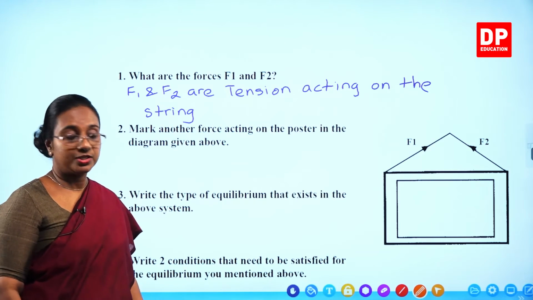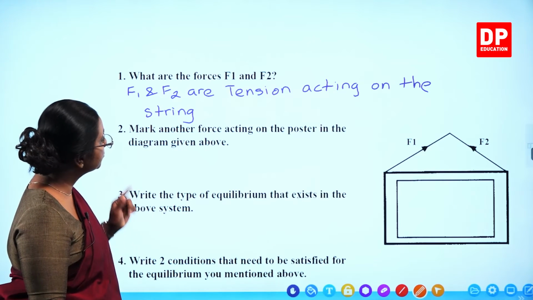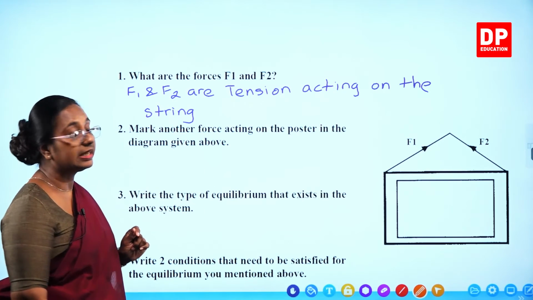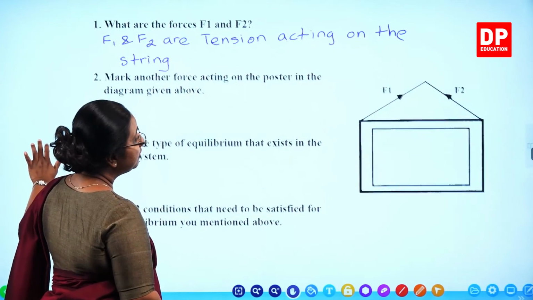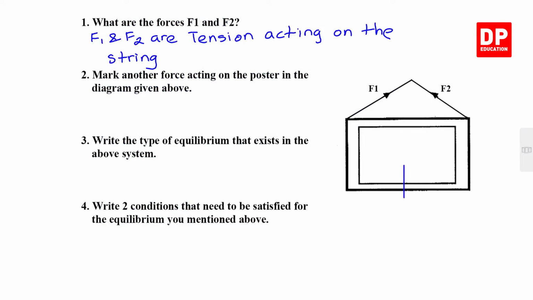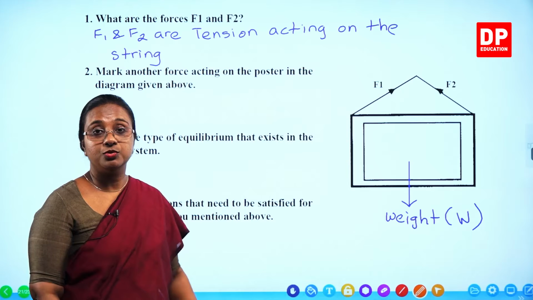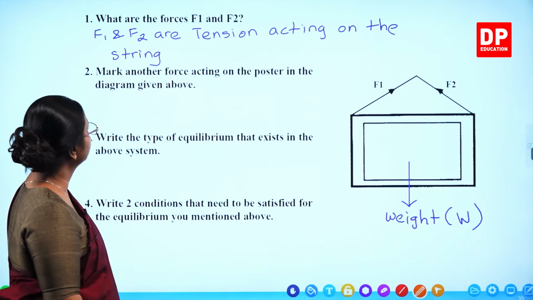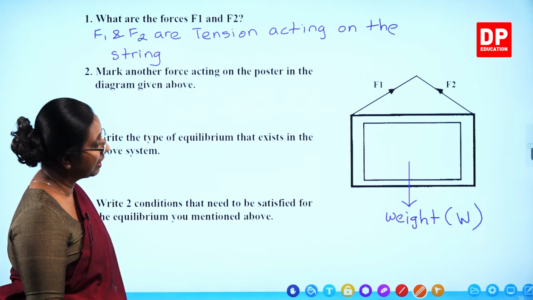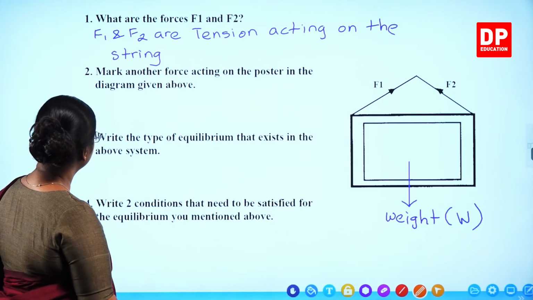Then the second question. Mark another force acting on the poster in the diagram given below. So what is the other force? I told you all before. It is the weight of the object. Weight. We always use the letter W. Weight of the object. So mark another force acting on the poster in the diagram given above. So that's the weight of the poster.